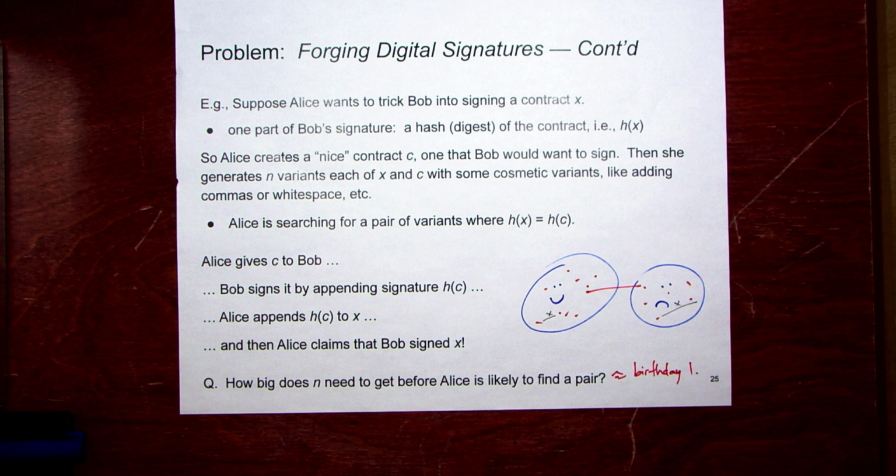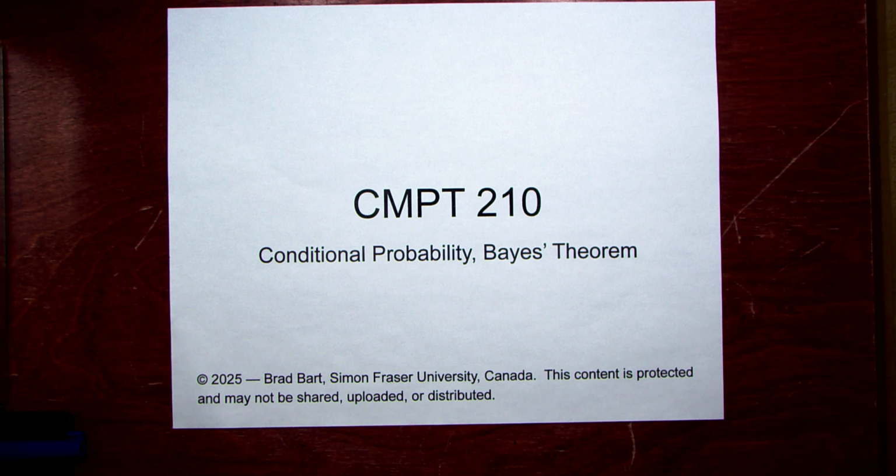Let's go on to the next unit. Let's do it. Conditional probability. Adding extra information onto our probabilities.